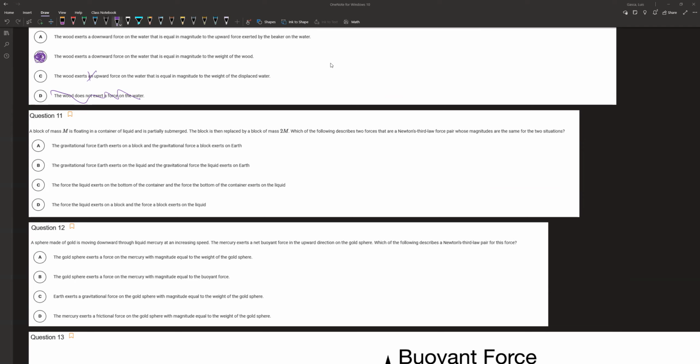So here, while I do agree that the gravitational force the Earth exerts on the liquid is an action-reaction pair to the gravitational force the liquid exerts on the Earth, that is true. This does not explain the question as to why the pairs would be the same as before. Okay, then if you want, I can go ahead and slow it down a little bit more and give you more time to think about it. Sorry about that.